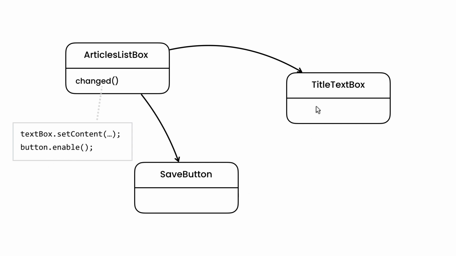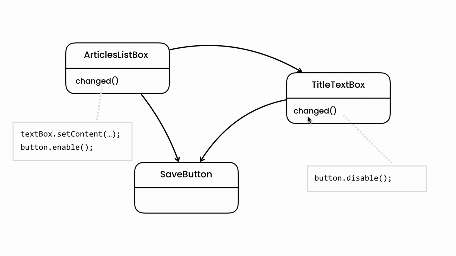Now, the title text box needs to know about the save button. So in this class, we can implement a method called changed. This gets called when the content of the text box changes. And in this method, we can disable or enable the button. So if the text box is empty, we want to disable the button. Otherwise, we want to enable it.